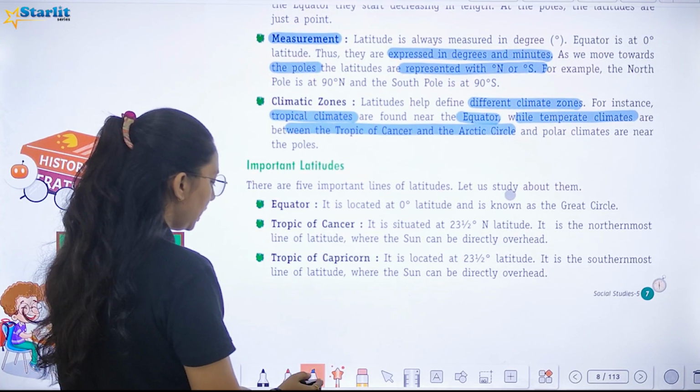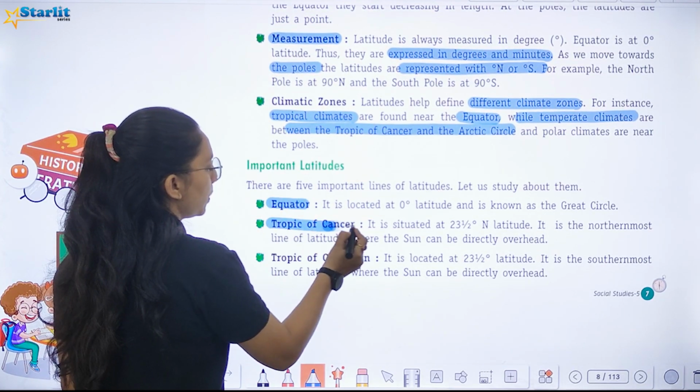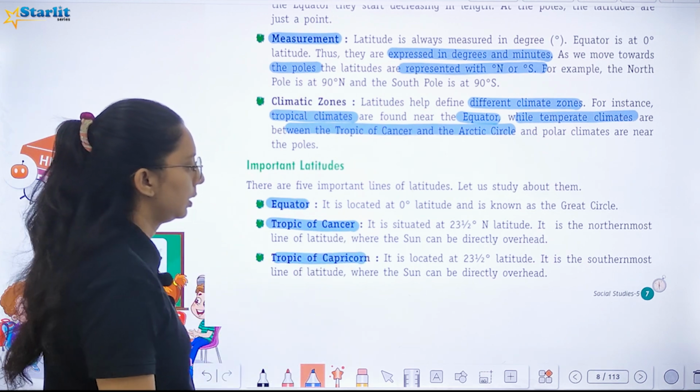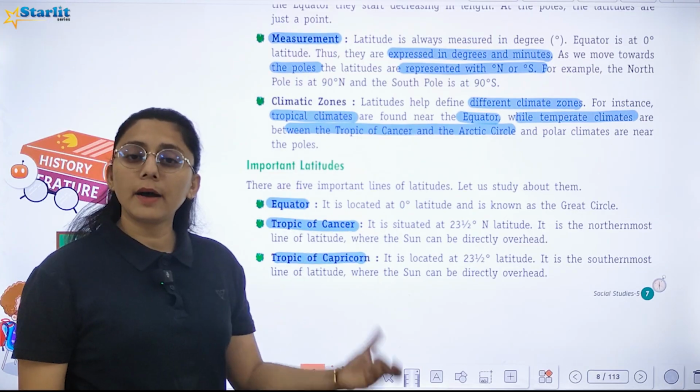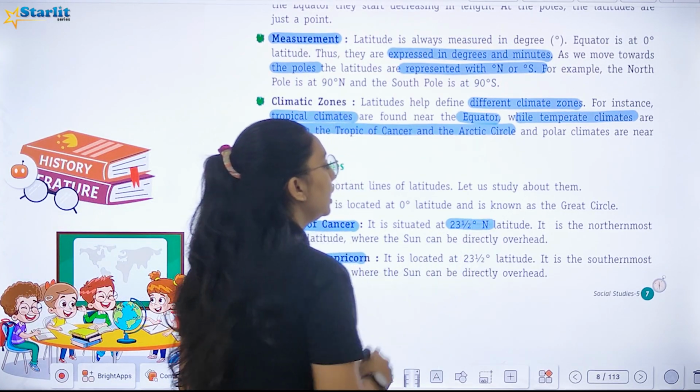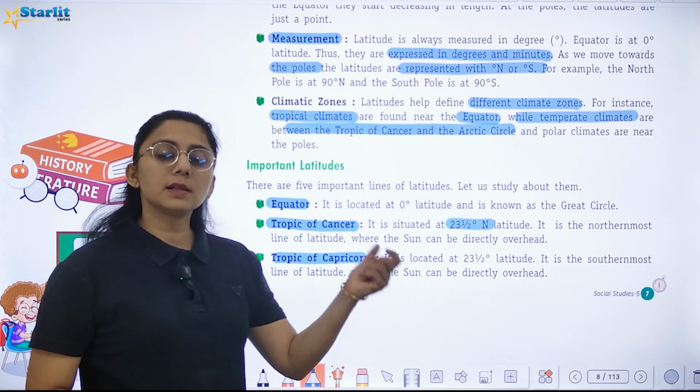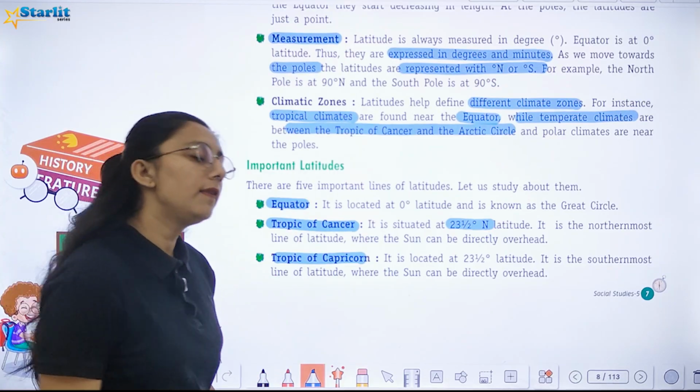Next are important latitudes. There are 5 important latitudes. I have told you: Equator, Tropic of Cancer, Tropic of Capricorn. Equator is 0 degree, Tropic of Cancer is 23.5 degree north. It lies in the north and is the northernmost line. Tropic of Capricorn lies in the south, so 23.5 south.